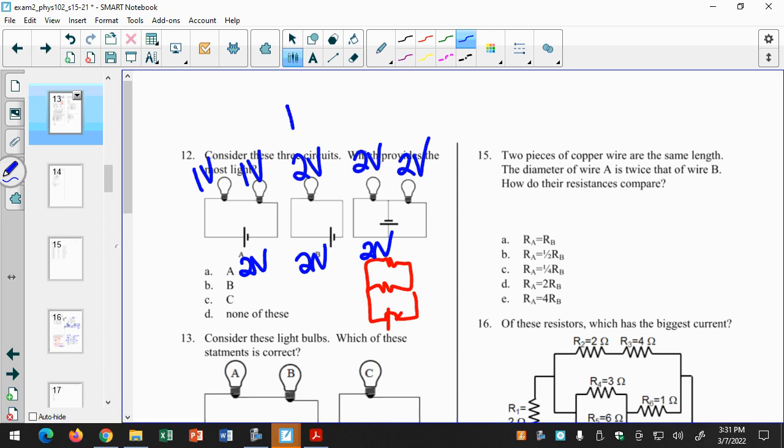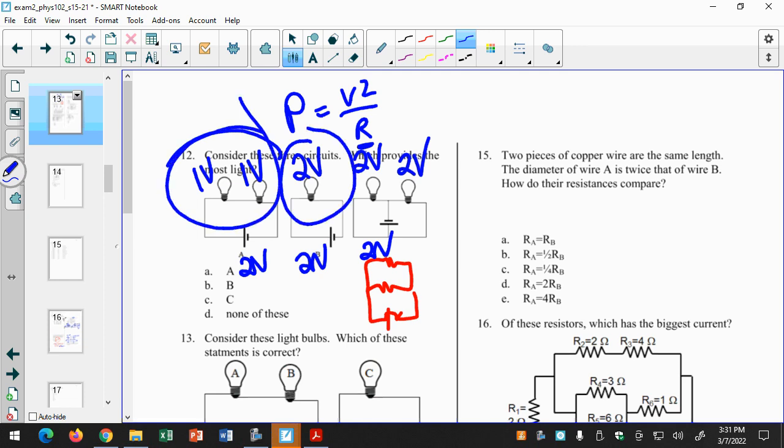Remember, too, that when I say brightness, I'm talking about power. And power is equal to V squared over R. The resistances are all the same, so it's dependent upon the voltage. Notice that power is more heavily dependent upon voltage. If my voltage goes up by a factor of 2, my power goes up by a factor of 4. So in saying that, this light bulb puts out more light than both of these combined.